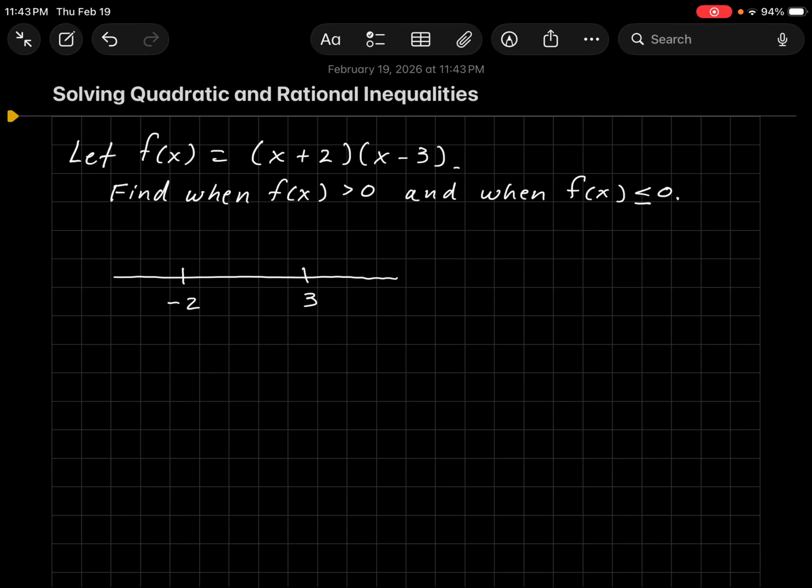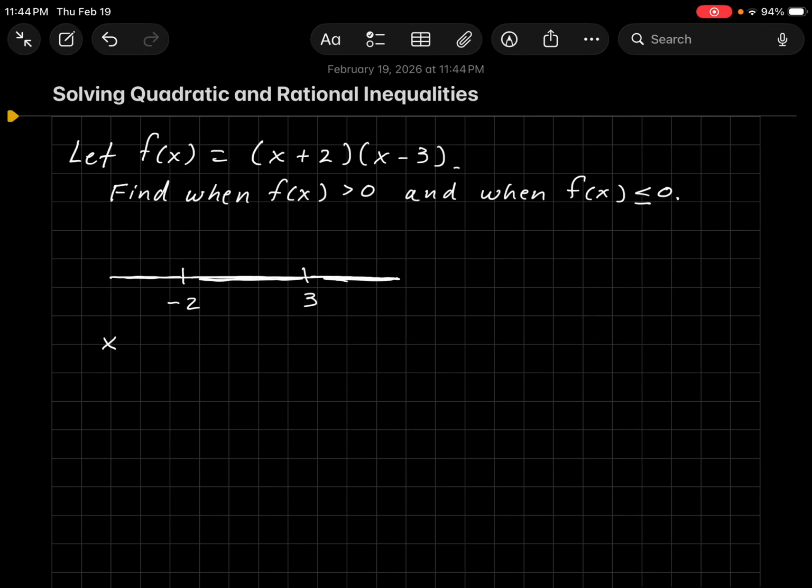And the idea here is that the function can only change signs when either the numerator or the denominator is 0, at least for the type of functions that we're dealing with. So what we want to do is pick any value of x on each of these subintervals. This one, this middle one here, and the one on the far right.